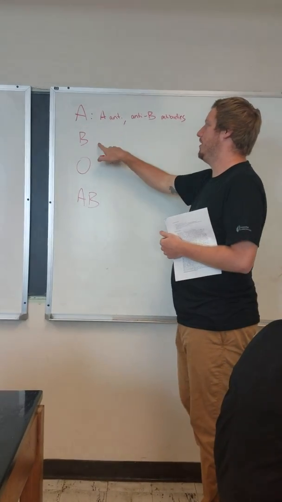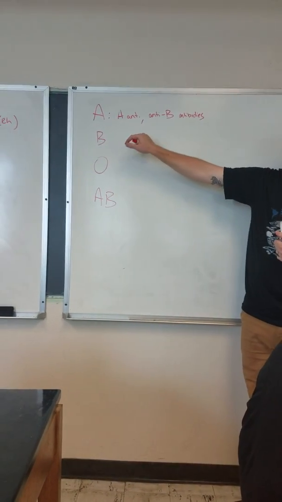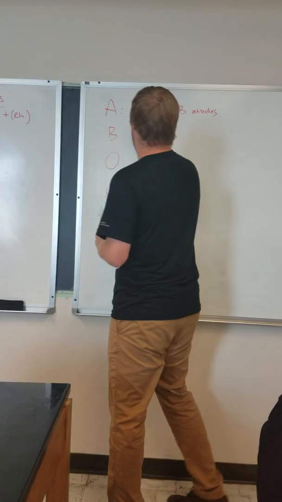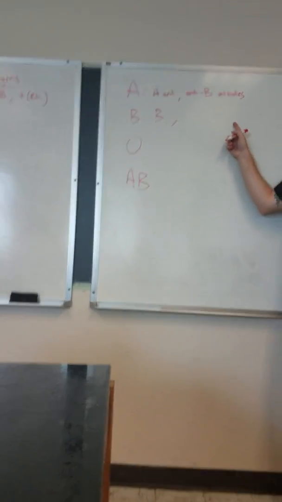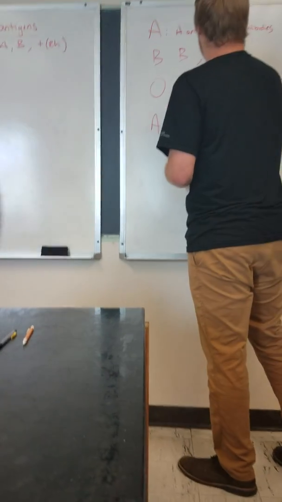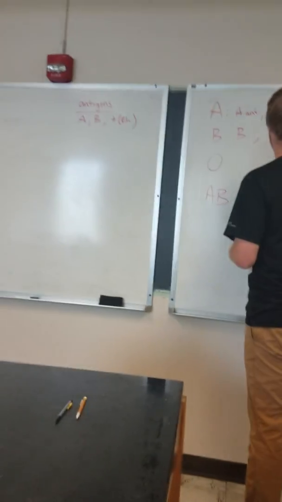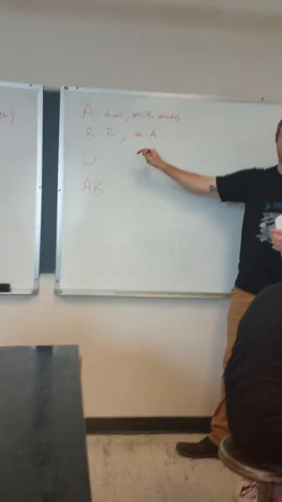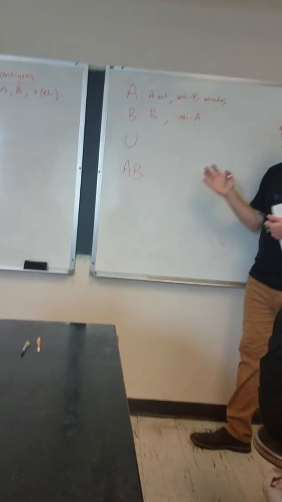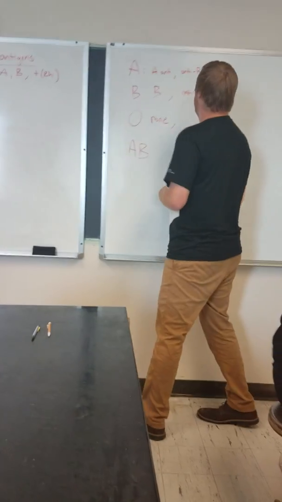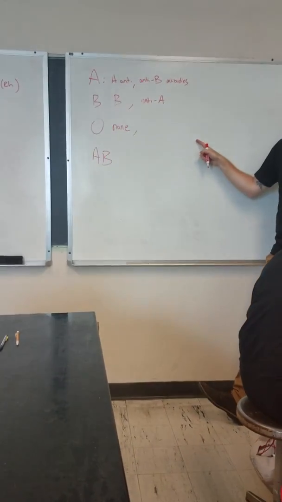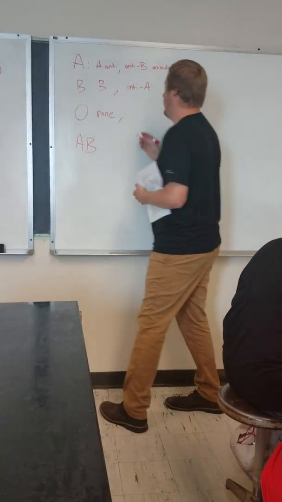All right, so what about type B? What antigen does type B have? B. Right, so that has B. And then what about the antibodies? Anti-A antibodies. It has anti-A. All right, how about O? What antigens does that have? None. It has no antigen, so it doesn't have A or B. And what antibodies does that have then? Both. It would have anti-A and anti-B.